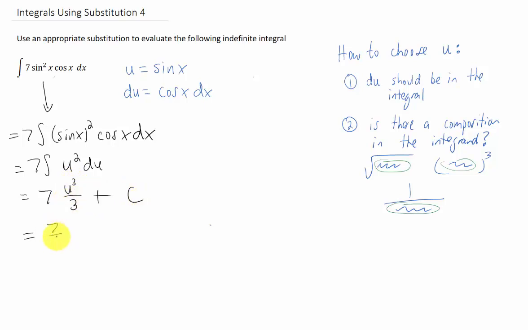We can rewrite this as 7/3 u cubed. And then we can substitute back in what our u value was, giving us 7/3 sine of x cubed, which we more typically write as 7/3 sine cubed x. And that's it for that problem.